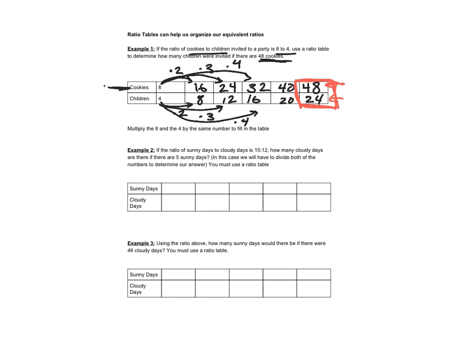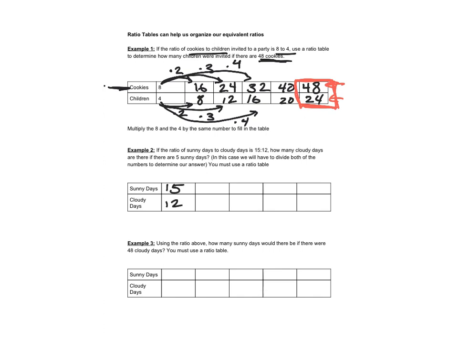Let's look at example number 2. If the ratio of sunny days to cloudy days is 15 to 12, how many cloudy days are there if there are 5 sunny days? In this case, we're going to divide both of the numbers to determine our answers. So we're going to use a ratio table. Sunny days was 15, cloudy days was 12.